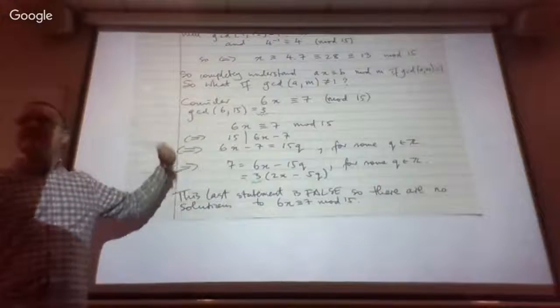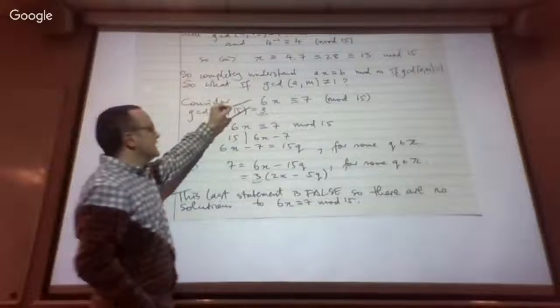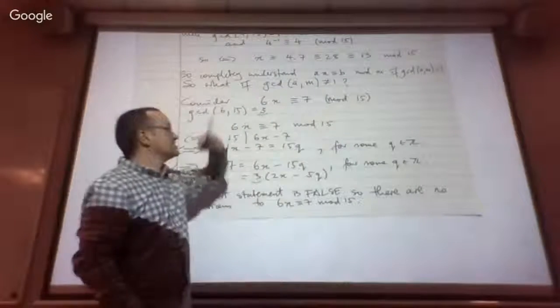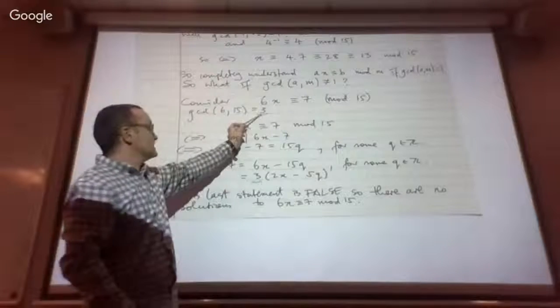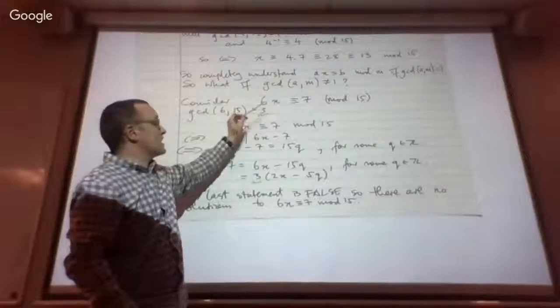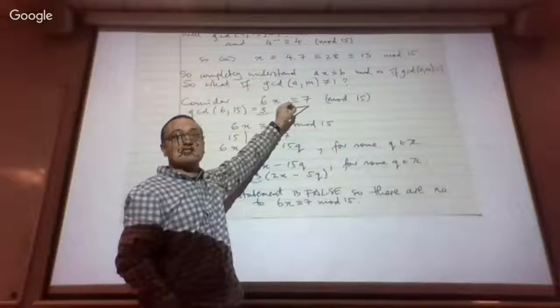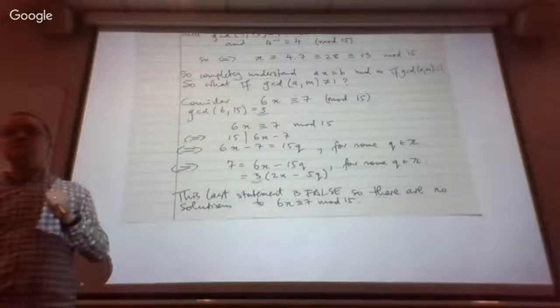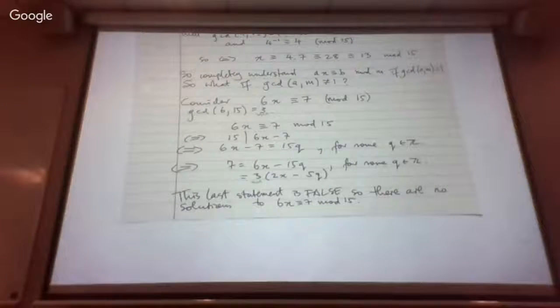So we can see a general result here. If the greatest common divisor of 6 and the modulus does not divide the constant term, then no solutions are possible. Okay, so you can see a general result there. That's good. By looking at individual examples and picking out what's going on in them, we can discover the general results.